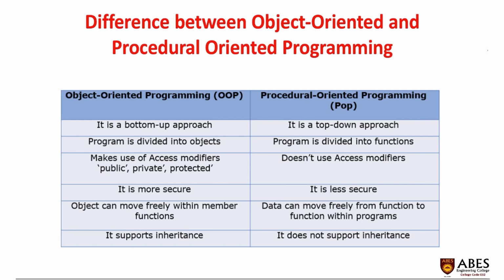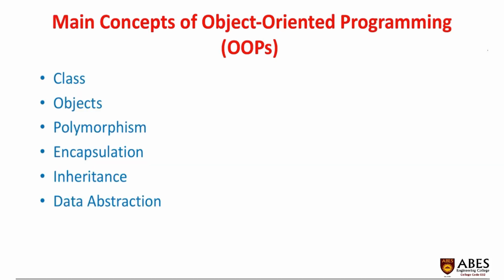Now we go to the next slide. The main concepts of object-oriented programming are class, object, polymorphism, encapsulation, inheritance, and data abstraction. Object-oriented programming is formed from the class and object, using the other real-world entities we discussed before: polymorphism, encapsulation, inheritance, and data abstraction.